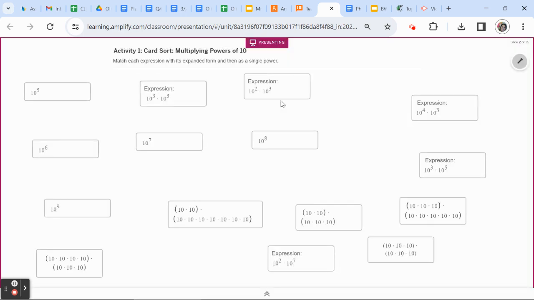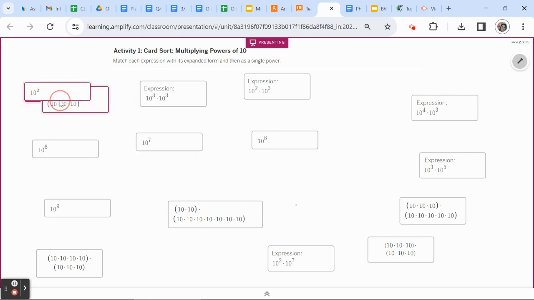So here we have our first activity. We're going to be sorting some cards here. What they don't really go into is they don't give you the rules first. They just want to see if you can figure them out. Remember, an exponent is about how many times you're multiplying that number. Here I have 10 fives, so I would put those together, because that's 10 to the 5th power.